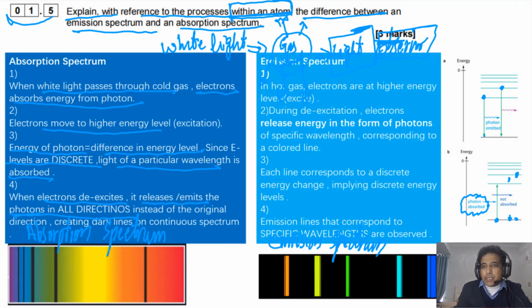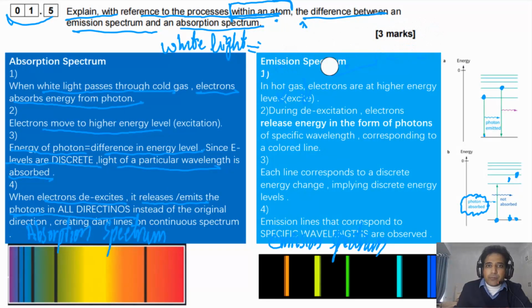Now let's try to understand emission spectrum. For emission spectrum, we need to understand that in a hot gas, electrons are at higher energy levels. So these electrons are in an excited state. During de-excitation, electrons release energy in the form of photons.